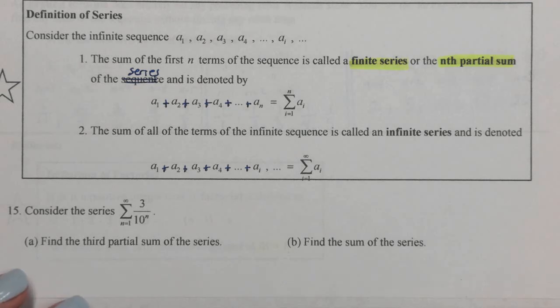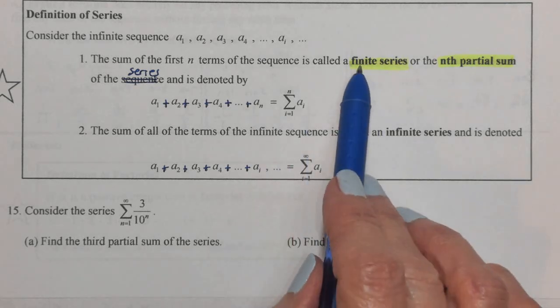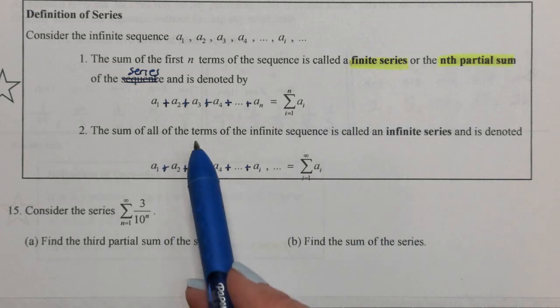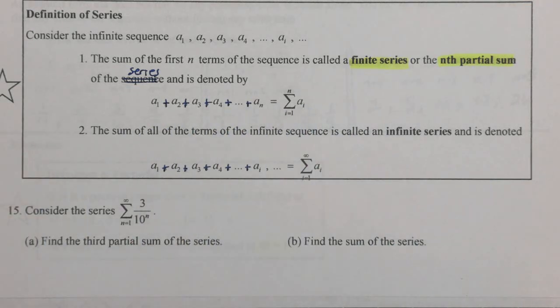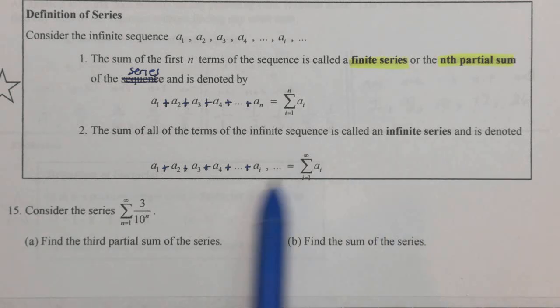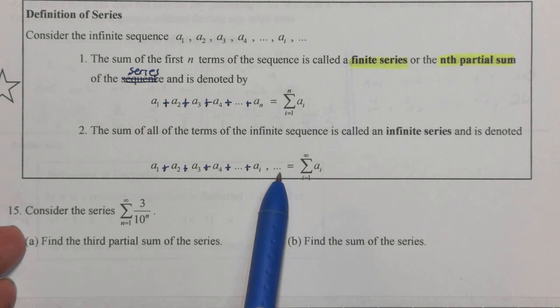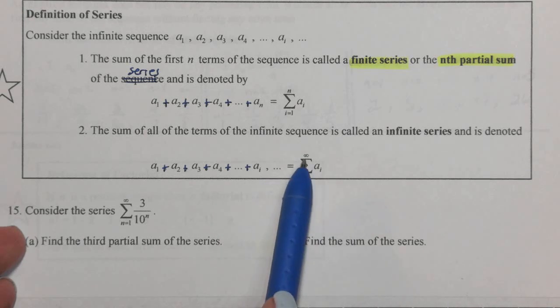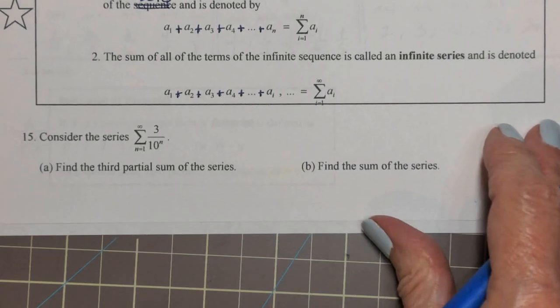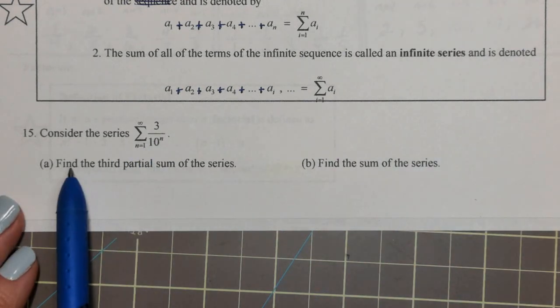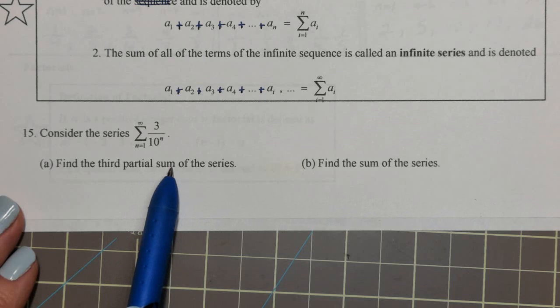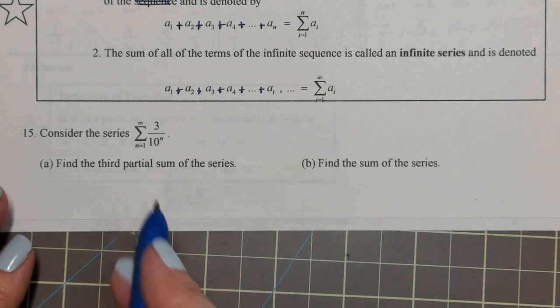Okay? So, a finite series stops. You can find the sum of just the first so many terms. An infinite series does not stop. It goes on forever, and you would have an infinity right there. Let's consider this series. Let's find the third partial sum. What is the third partial sum?